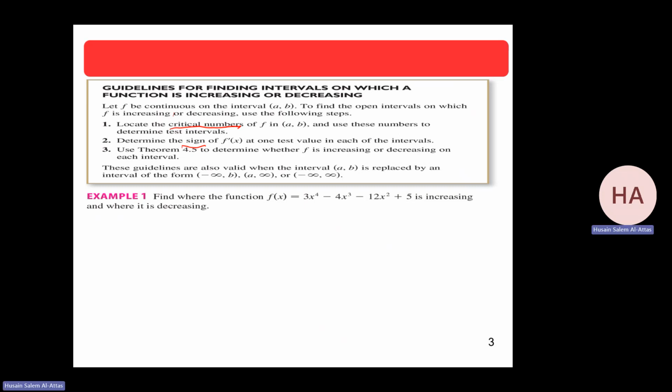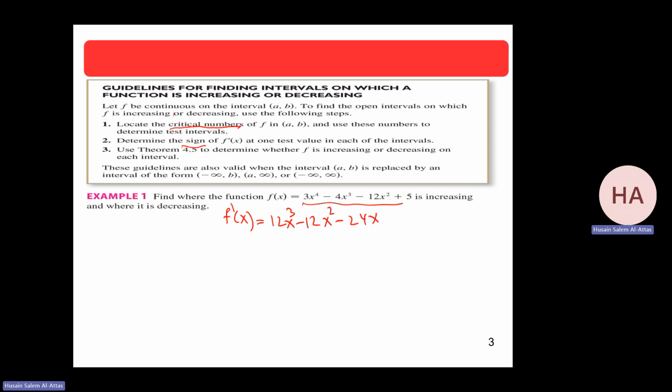As another example, find where the function is increasing or decreasing. The same thing, the function is differentiable, continuous. We have nothing to worry about. So f prime will be what? 12x cubed minus 12x squared minus 24x.